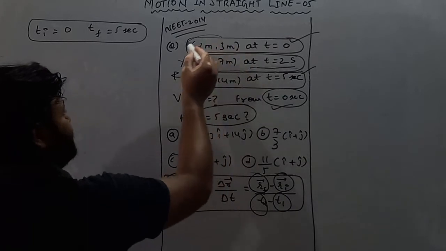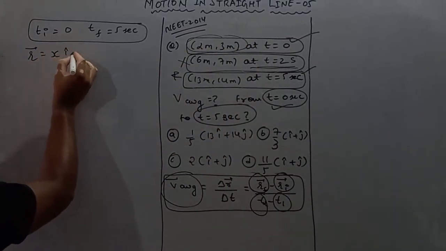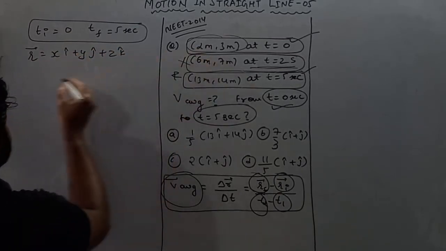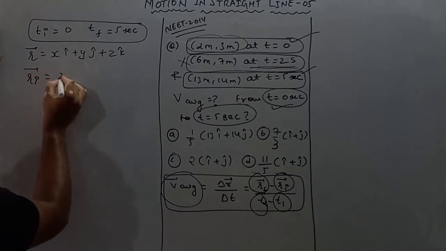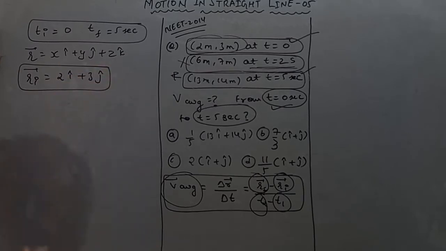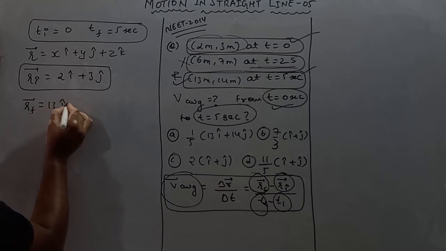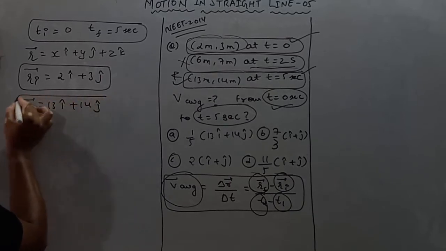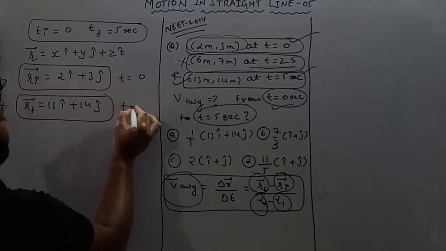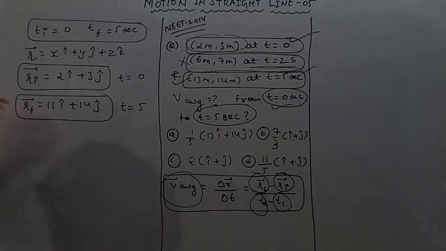So the position vector at initial time, we know that a position vector is nothing but x i cap plus y j cap plus z k cap. So I'll write the initial position vector: it is 2 i cap plus 3 j cap. Similarly, the final position vector r final is equal to 13 i cap plus 14 j cap. I hope you all understand this. This position vector is at t equals 0 and this position vector is at t equals 5 seconds. Now put this in the formula.